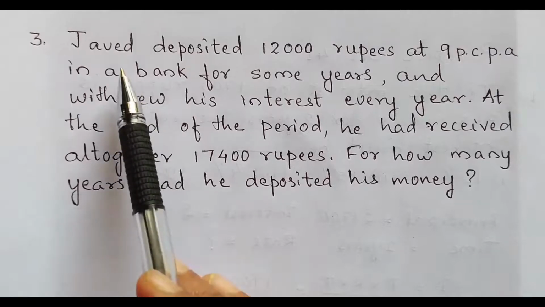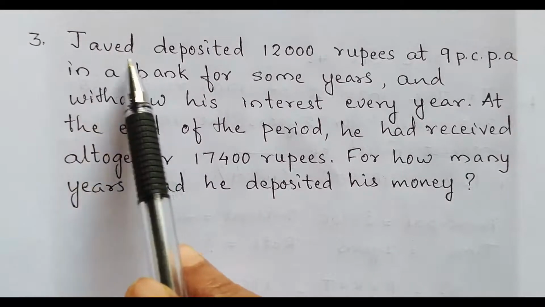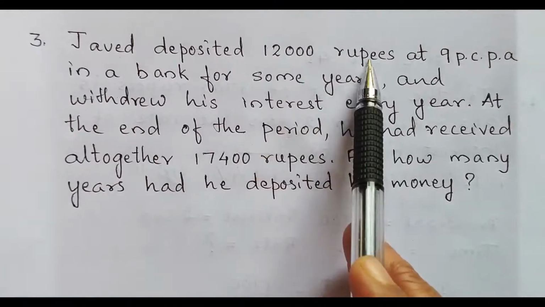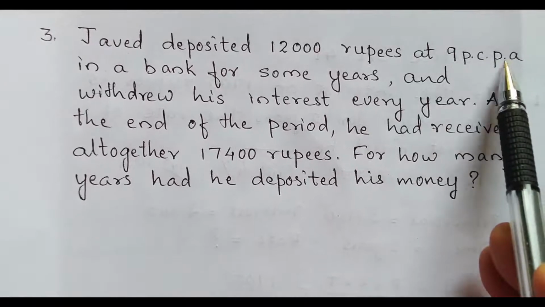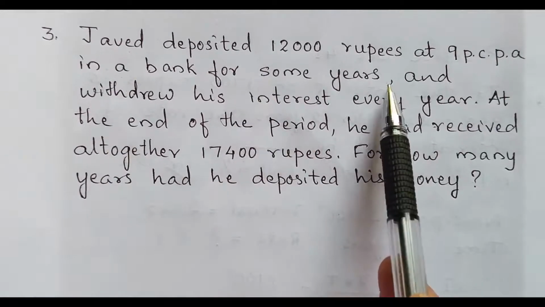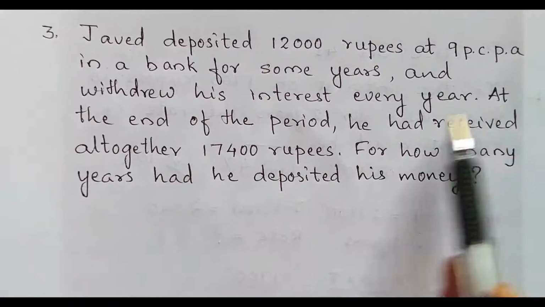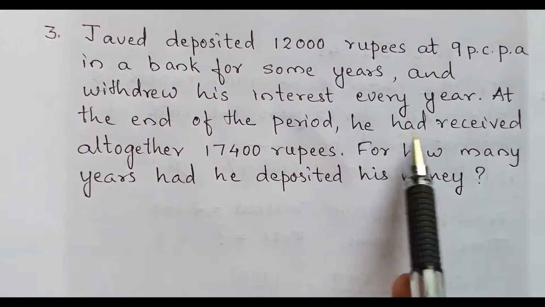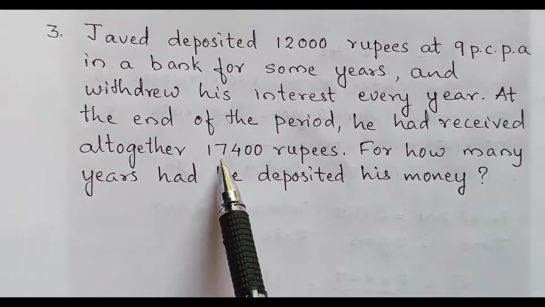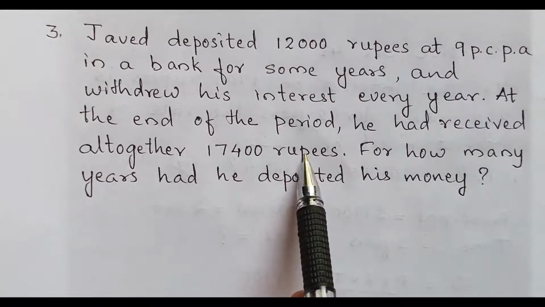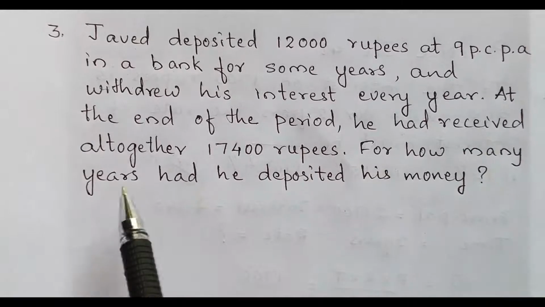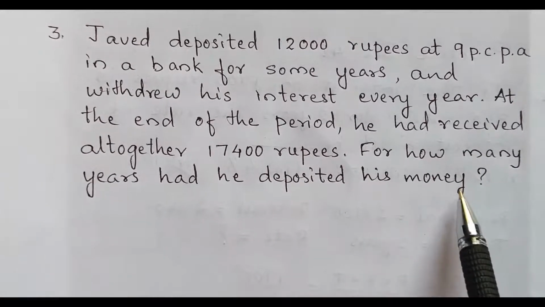Let's move on to question number 3. The question is, Javed deposited 12,000 rupees at 9% per annum in a bank for some years and withdrew his interest every year. At the end of the period, he had received altogether 17,400 rupees. For how many years had he deposited his money?